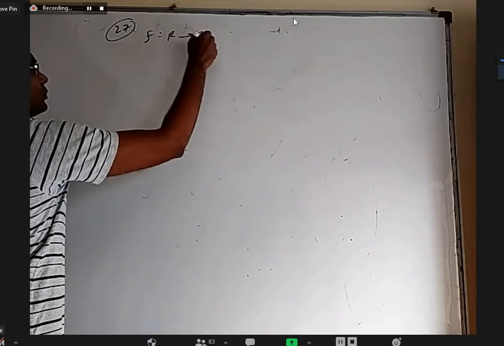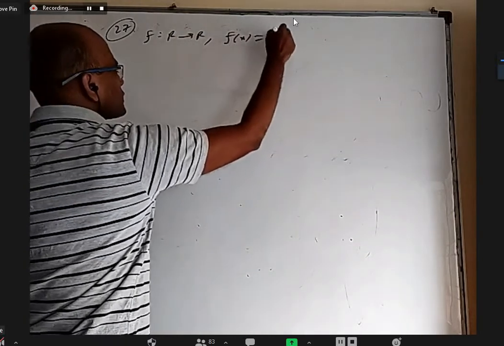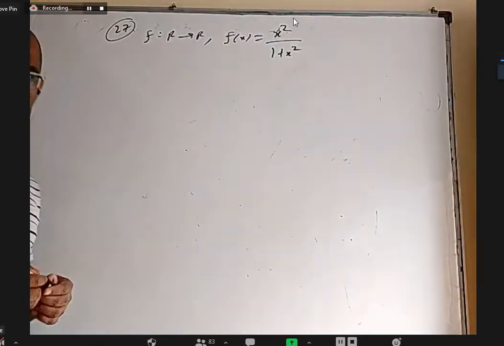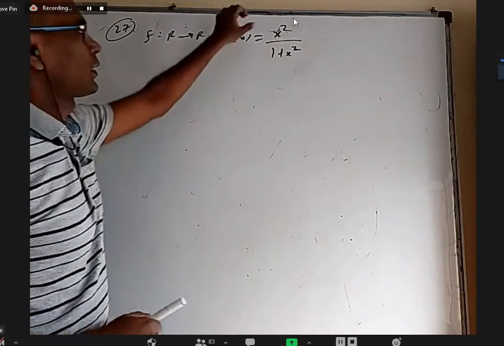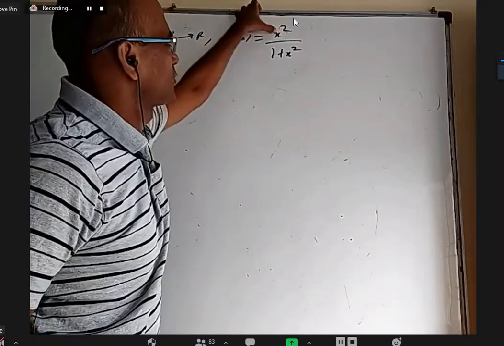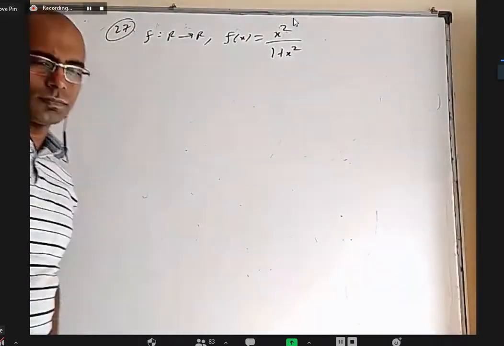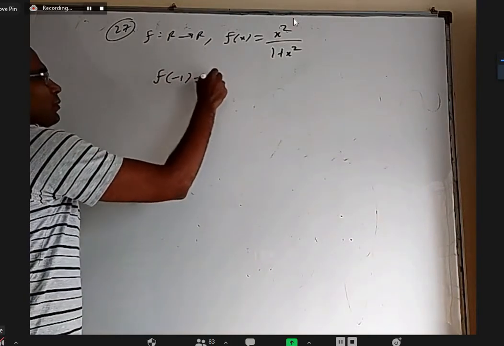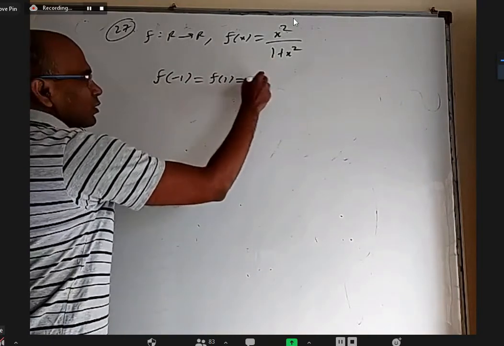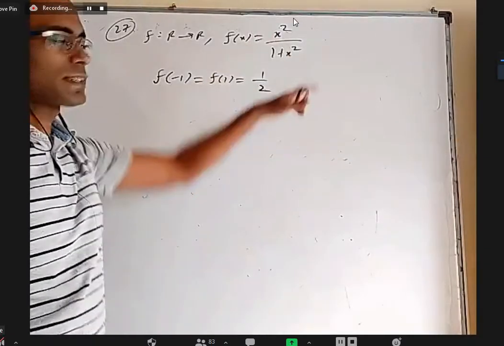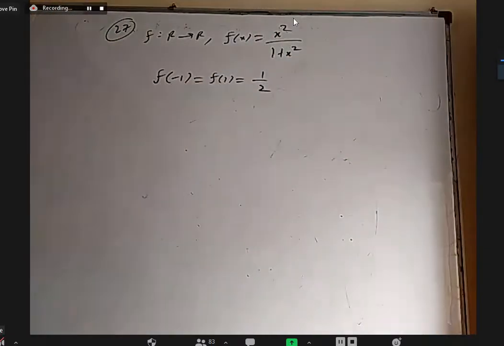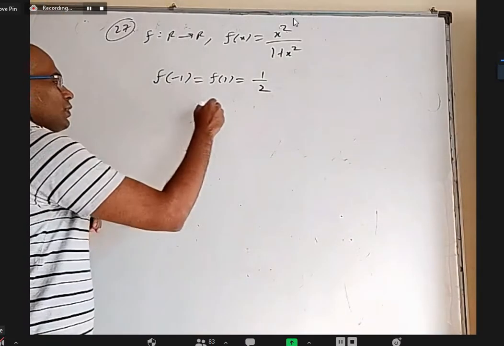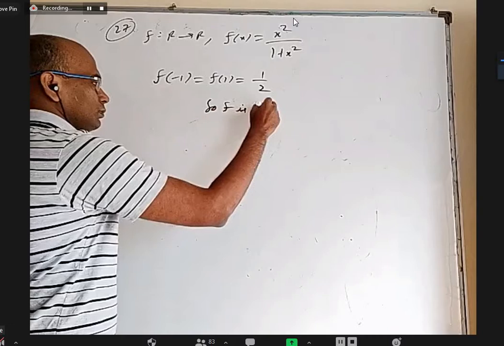f from R to R, f of x is equal to x square by 1 plus x square. Anybody want to tell whether it is 1-1 or not? It is not 1-1, sir. Again, a similar example: f of minus 1 and f of 1 are both 1 by 2. Because x square is there, that itself tells you, take a negative number and a positive number, the same image will come. So f is not 1-1.